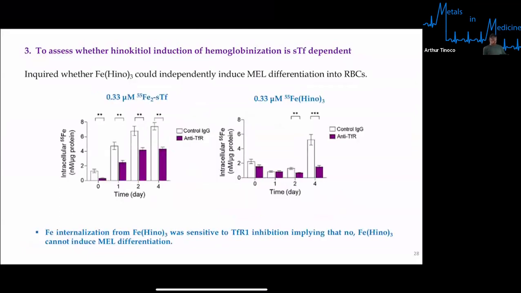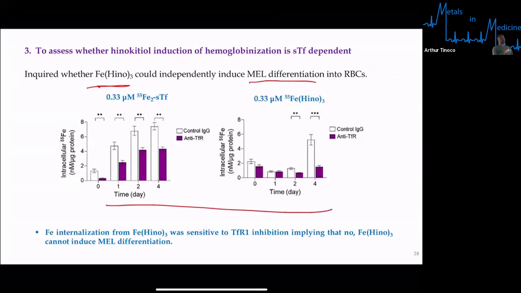All right. The next thing was inquiring whether that compound itself can independently induce the differentiation of the MEL cells into red blood cells, because there was some thought that perhaps the complex can enter the cell via its own route that has nothing to do with transferrin. It turns out that's not the case. In another experiment where it looked like that was happening, it appears that because you're doing your cell work using media that has some amount of apotransferrin, whatever uptake may have been happening was because of the transferrin present in solution.